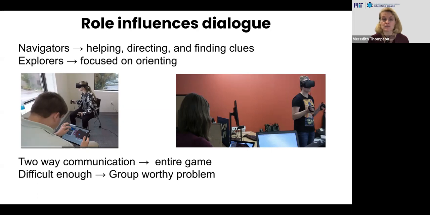There's two-way communication throughout the entire game, and that means that this is a difficult problem, and difficult enough to be group worthy, which is important in terms of encouraging collaborative problem solving.